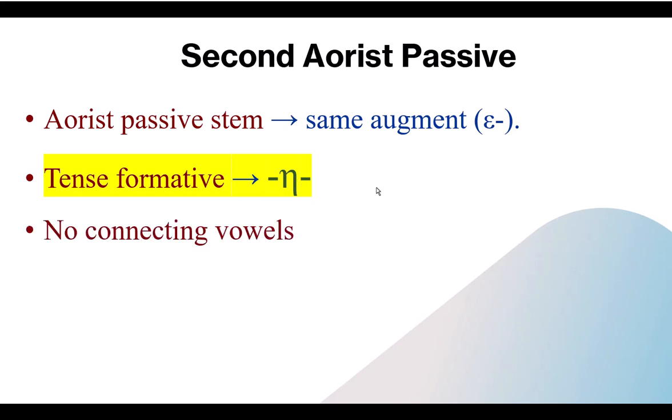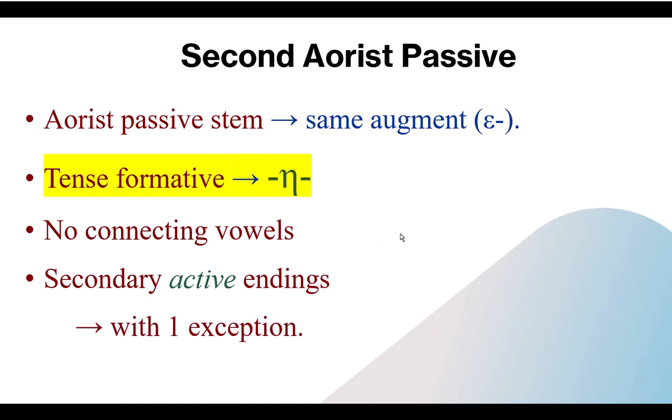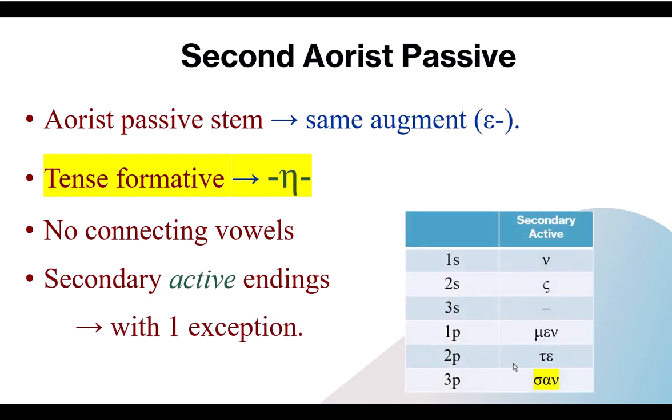There are no connecting vowels. And again, we use secondary active endings as we do for the first aorist passive. And again, there's one exception, which is the third plural, which has that san ending. All the rest of the endings are the same. They're the secondary active endings. But instead of a nu, we have a san.